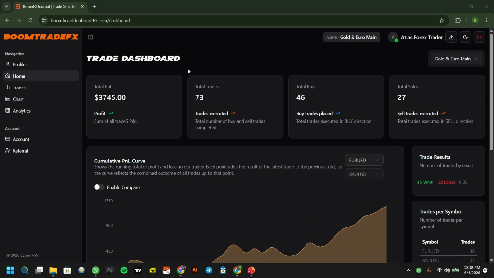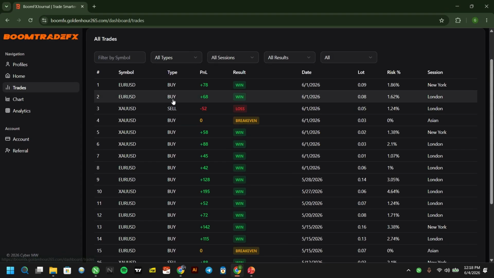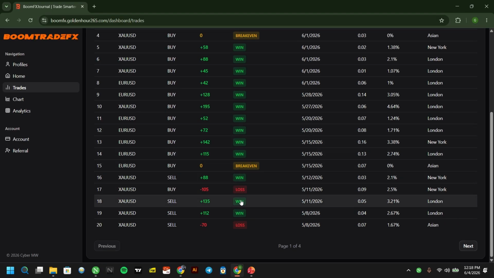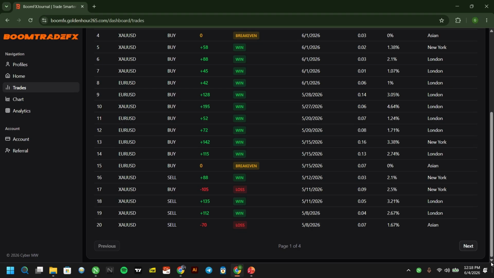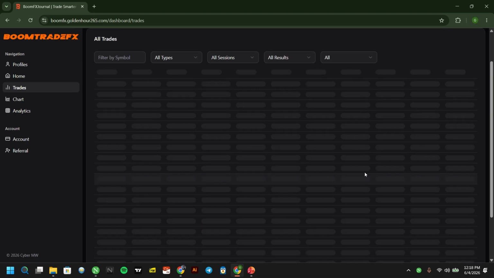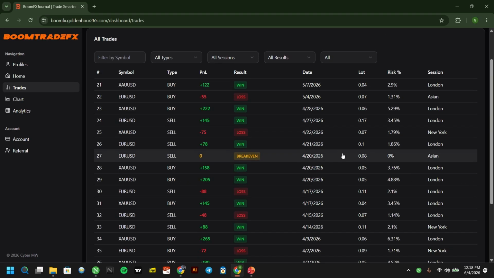Alright, so the next tab that we're going to look at is the trades tab. In the trades tab is where all the trades that we have entered are logged. So all the trades are logged in this particular section, in this particular table. As you can see, these are all the trades that have been taken from January up to June. We have all the trades being logged here. We can go to the next page, all the trades that we have taken.